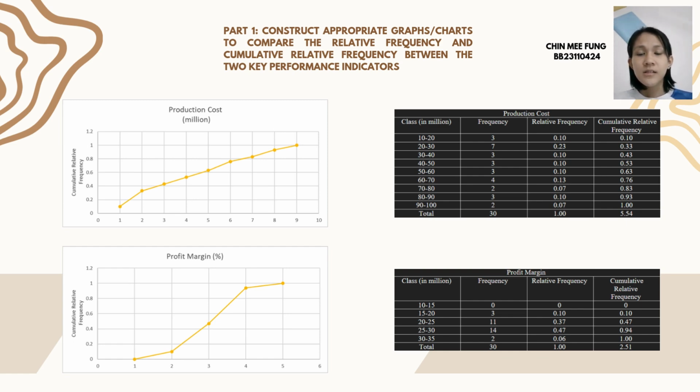This indicates that the profit margin accumulates relative frequency much faster, reflecting the higher concentration in fewer classes. In contrast, the production cost distribution accumulates more steadily over class intervals.